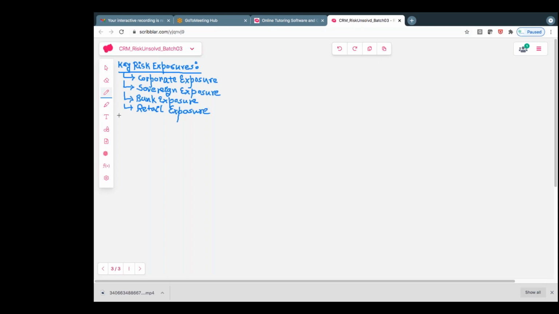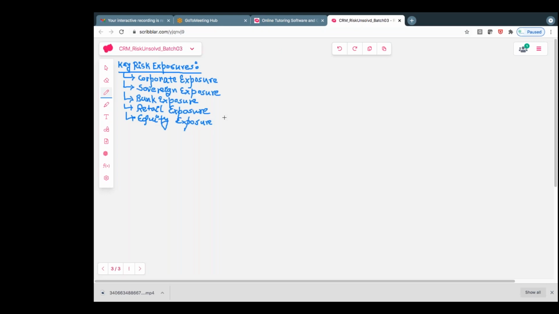The retail exposure. And the final that I have over here is the equity exposure. The equity exposure. So these are the five broad exposures that we generally want.